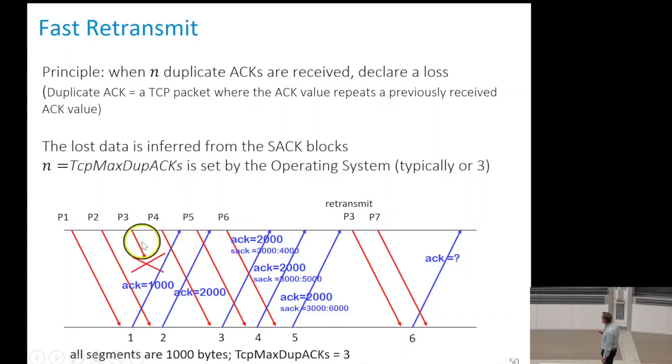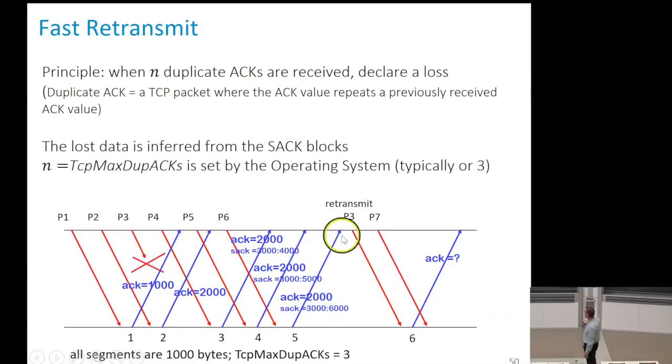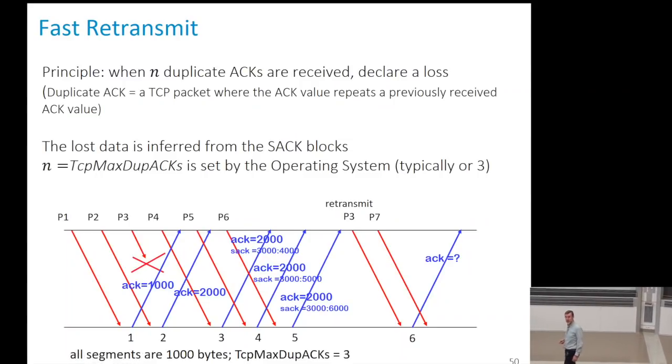So in this case here, if this packet is lost, we see what happens. So this packet is lost. The blue packets 1 and 2 are acknowledgements for packets P1 and P2. And I'm showing here only the ACK field. The SACK field is shown in smaller character. We see that when we receive the blue packets 3, 4, 5, we have received the same ACK field 4 times. So we have 3 duplicates. So if n is equal to 3 in your operating system, at the third duplicate, which is the fourth time you receive an acknowledgement field that is the same value, you declare a loss.